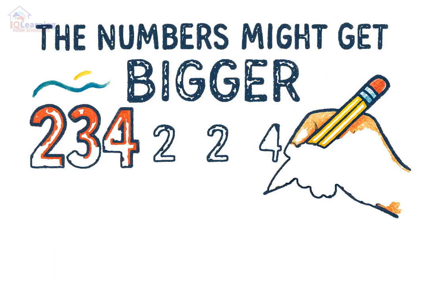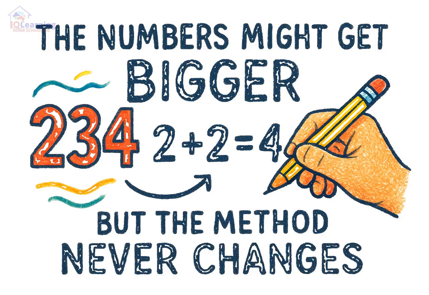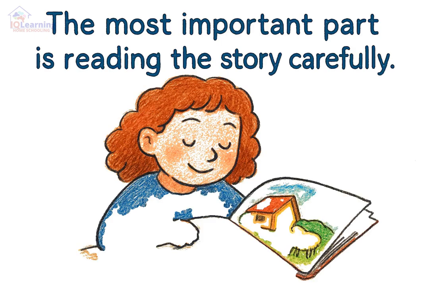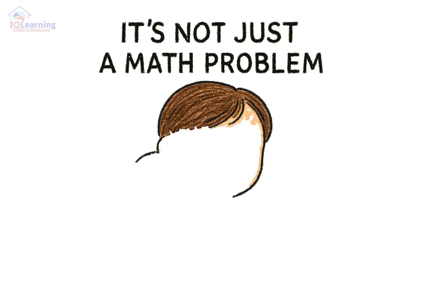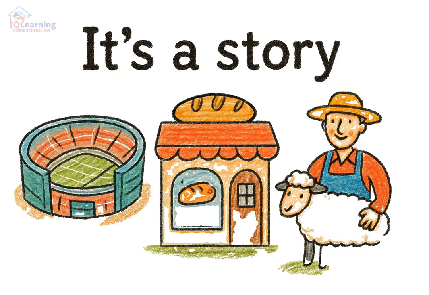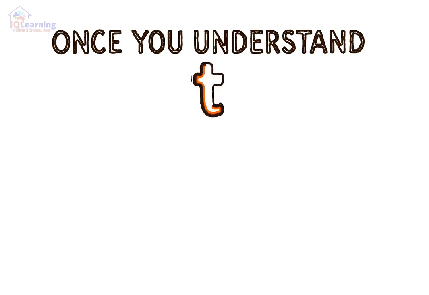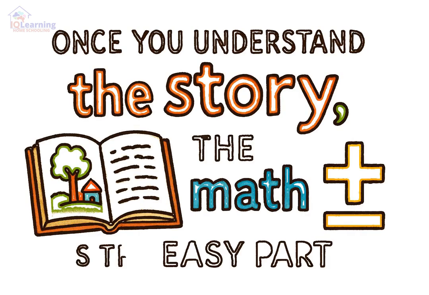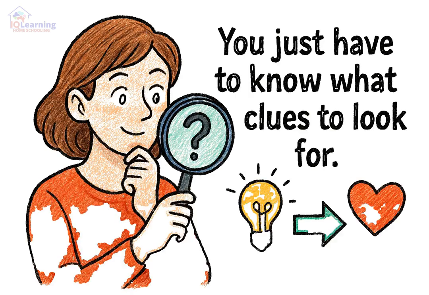The numbers might get bigger, but the method never changes. The most important part is reading the story carefully. It's not just a math problem, it's a story about a stadium or a bakery or a farmer's sheep. Once you understand the story, the math is the easy part. You just have to know what clues to look for.